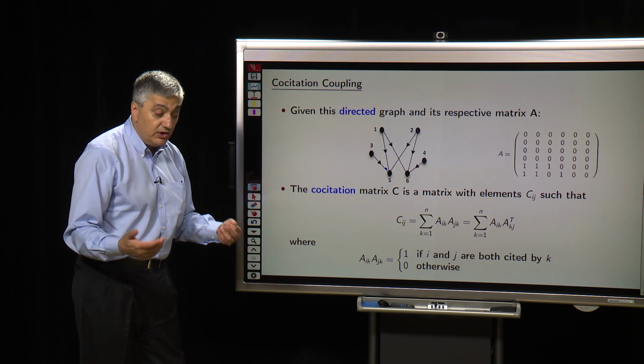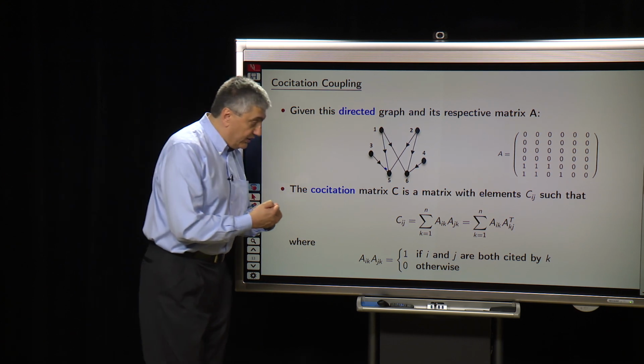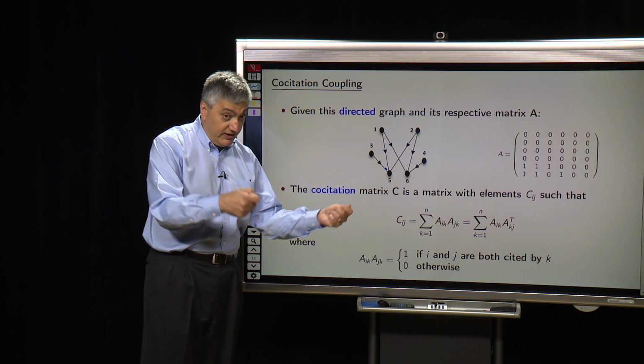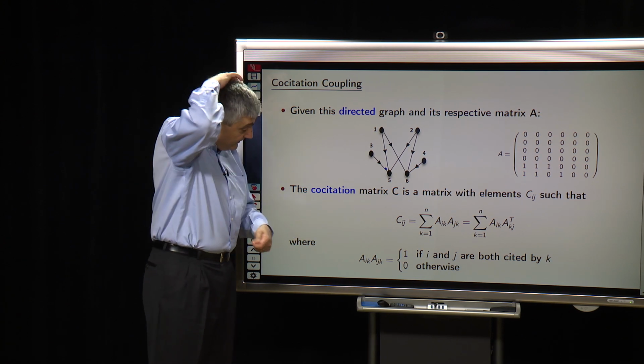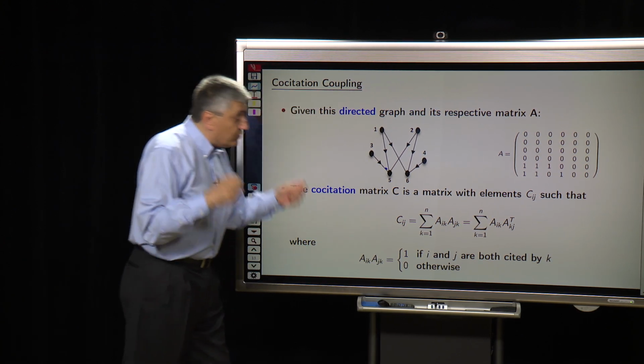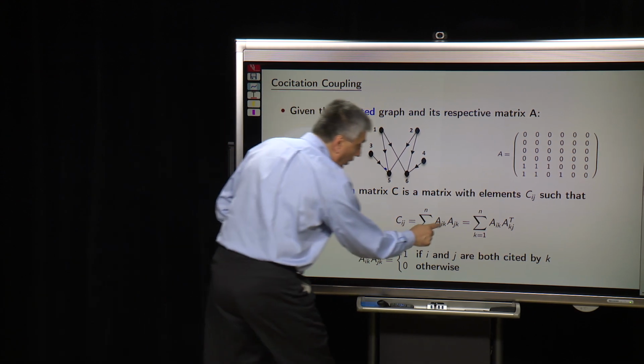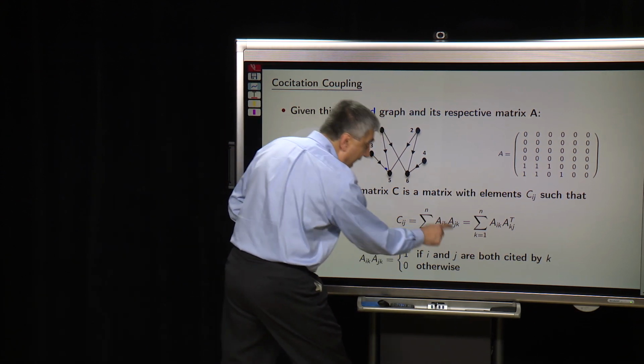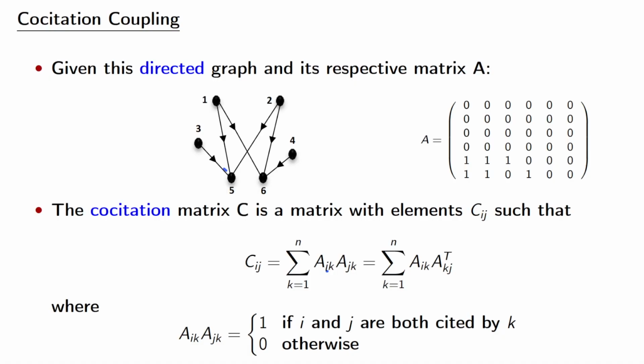Otherwise, what's going to happen? If that's not the case, if either Aik or Ajk is not equal to 1, one of them is 1 and the other one is 0, then you're going to get 0. So unless both Aik is 1, i.e. node I is cited by K, and node J is cited by K, you're going to get 0.